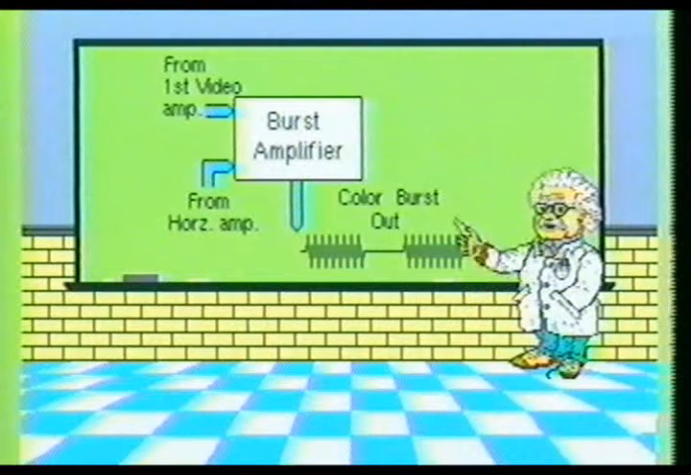The color burst amplifier outputs 8 cycles of 3.579545 MHz color signal each time it is triggered on by the horizontal output amplifier stage.